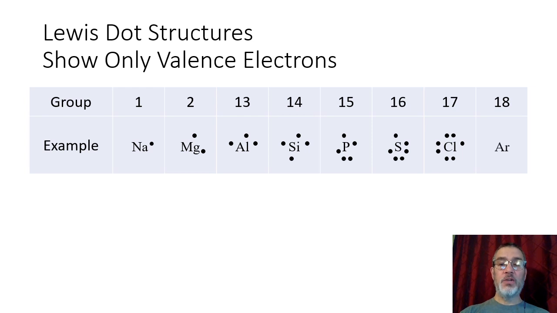And then finally we get to group 18. Let's pick argon. And argon has 8 valence electrons since it's in group 18. And so therefore argon is going to have pair, pair, pair, pair on the top, bottom, left, and right. So this is how we have the Lewis dot structures of elements showing only the valence electrons.